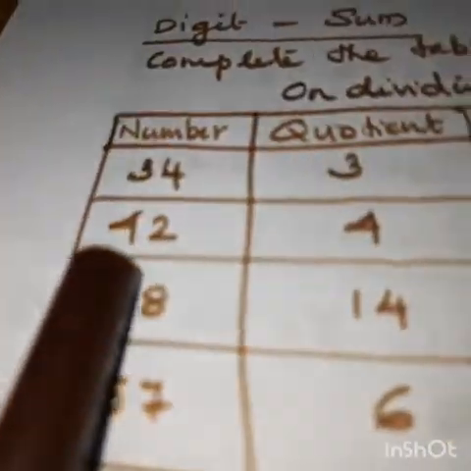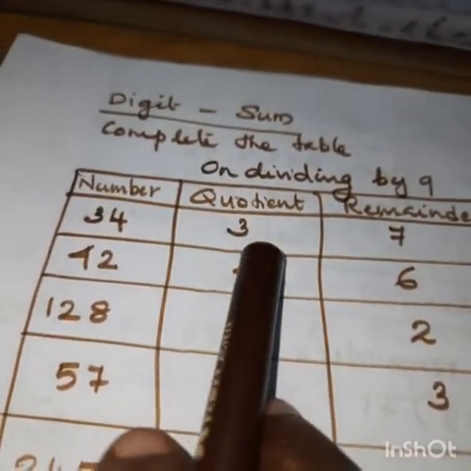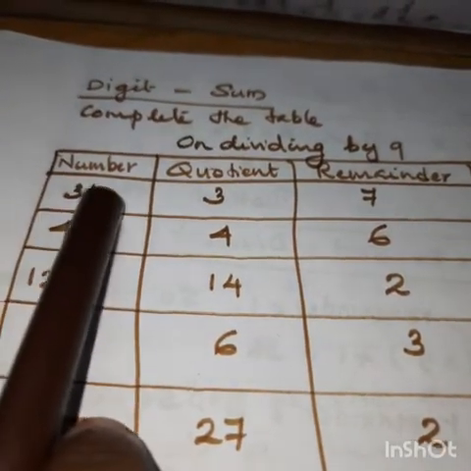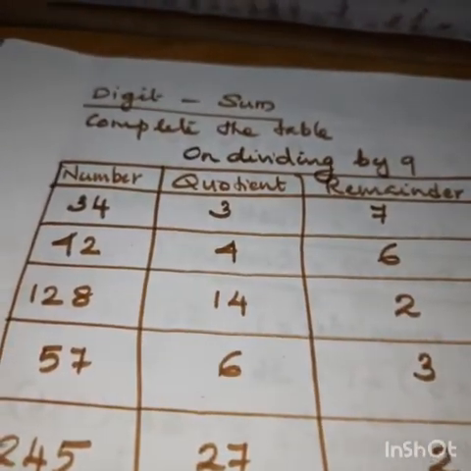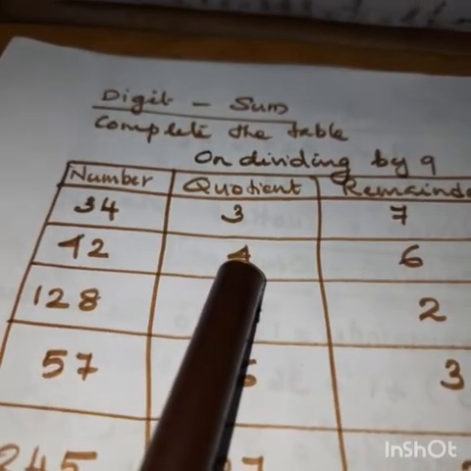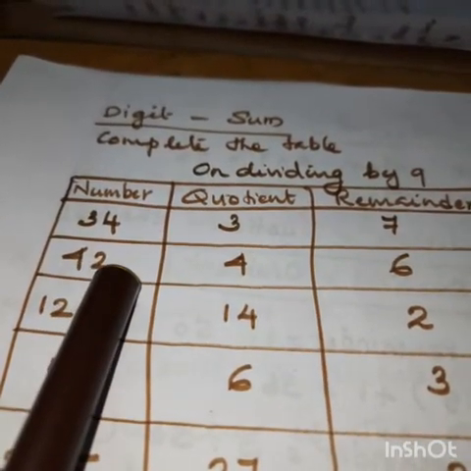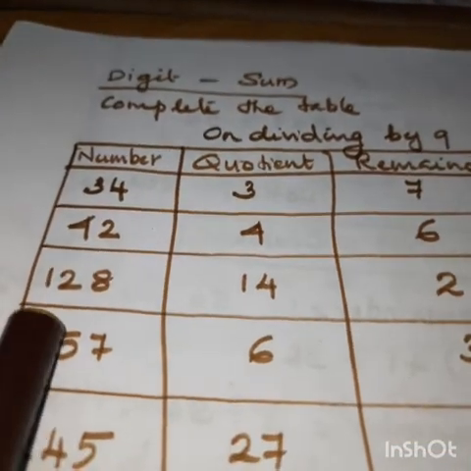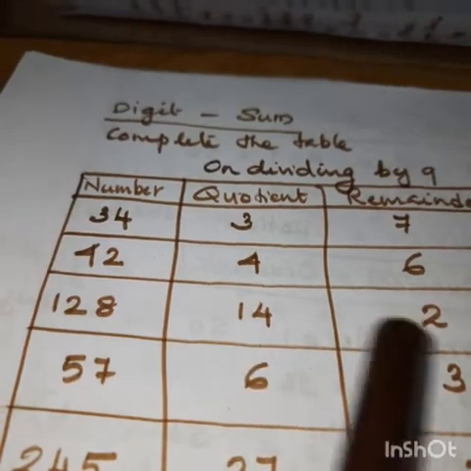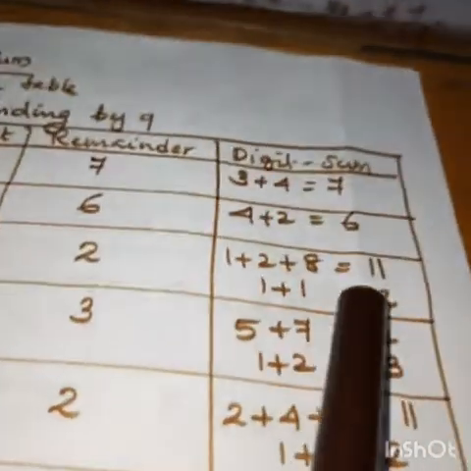Look here. Here 34 is the number. 34 divided by 9 is quotient 3 and remainder 7. What is the sum of the digits, 3 plus 4? That is the remainder. Then 42 divided by 9 gives 4 as the quotient and 6 as the remainder. 4 plus 2 is the sum of the digits, that is the remainder. Then 128 divided by 9, 14 is the quotient and 2 is the remainder. 1 plus 2, 3. 3 plus 8, 11.